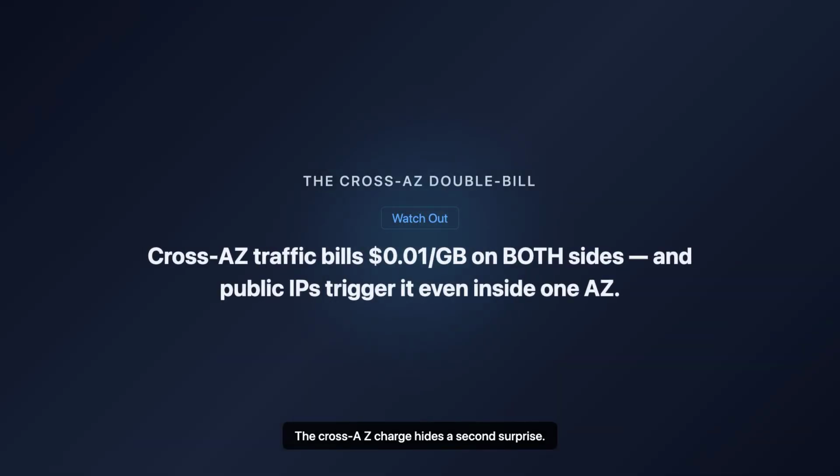The Cross-AZ charge hides a second surprise. It bills a penny per gigabyte on the sending side and another penny on the receiving side, so a single gigabyte between zones really costs 2 cents. And here's the part that catches people. If two instances in the same AZ talk to each other over public or elastic IP addresses, you pay that same penny per gigabyte, even though they share a data center. Private IPs in one AZ would have been free.